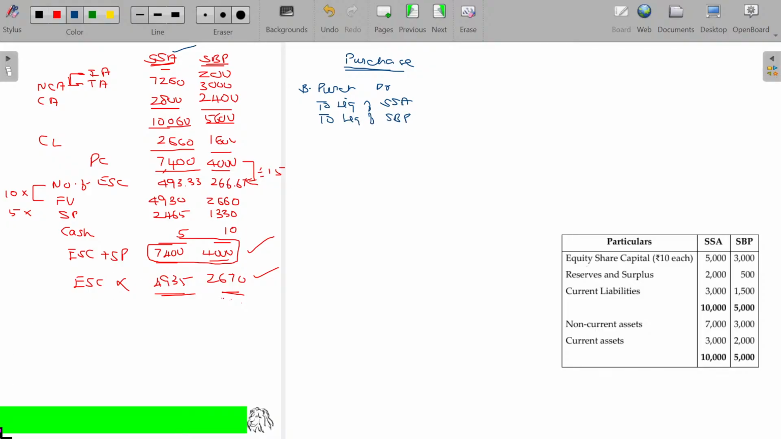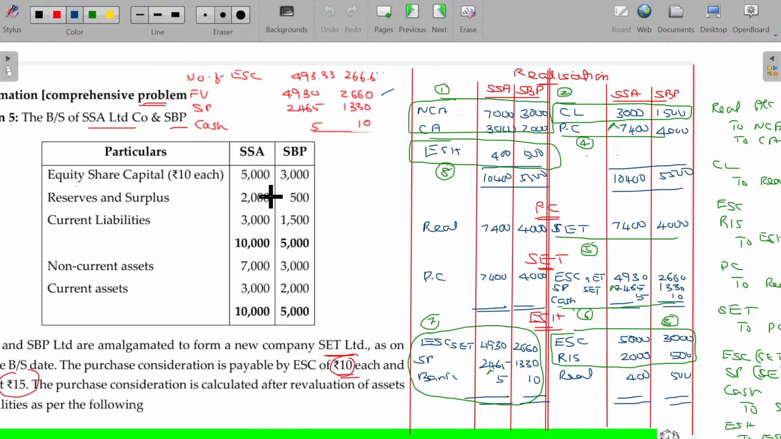This is a single book, right? We are going to pass the entry only in the books of set. So you can combine both. Earlier, this was all about SSA separately, SBB separately. So you have to pass the entry for SSA separately and for SBB separately to close those two companies' accounts in their own temporary book, in their final book, right?